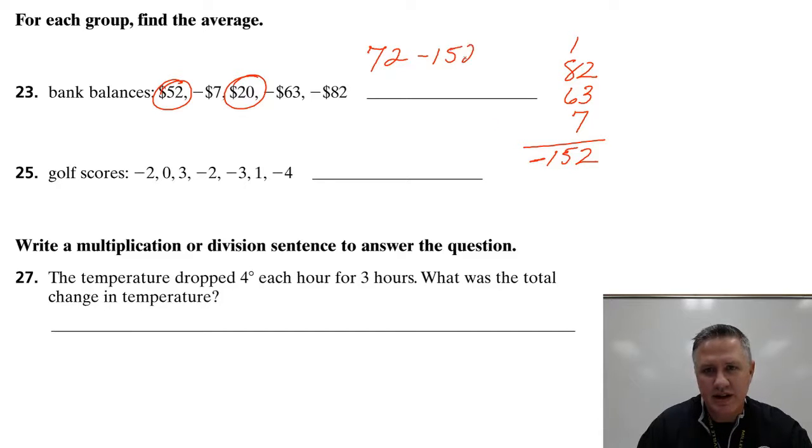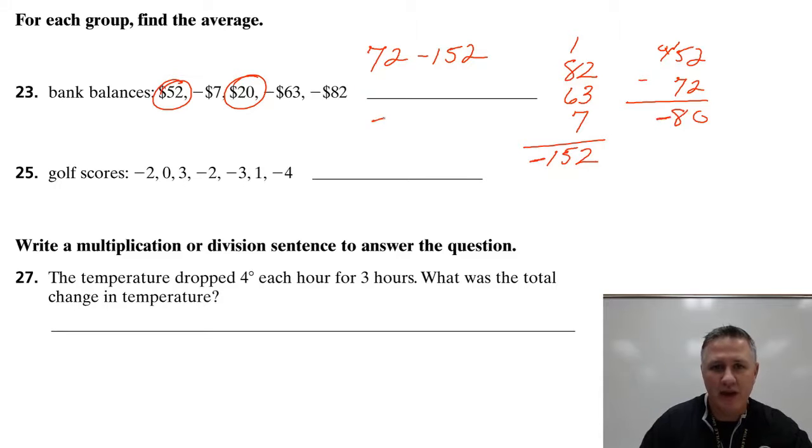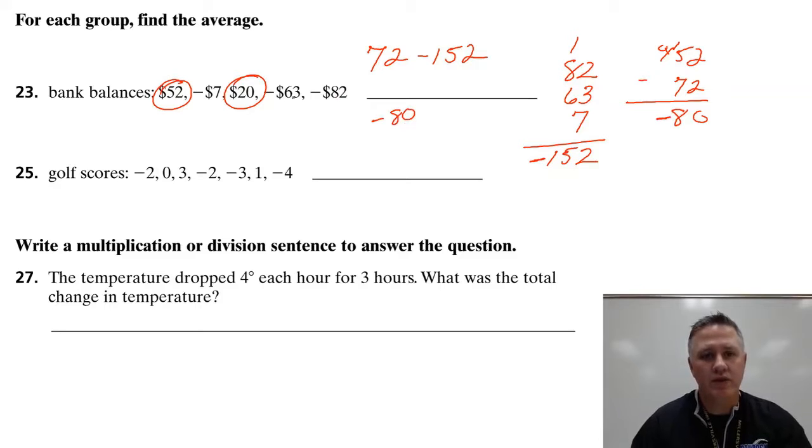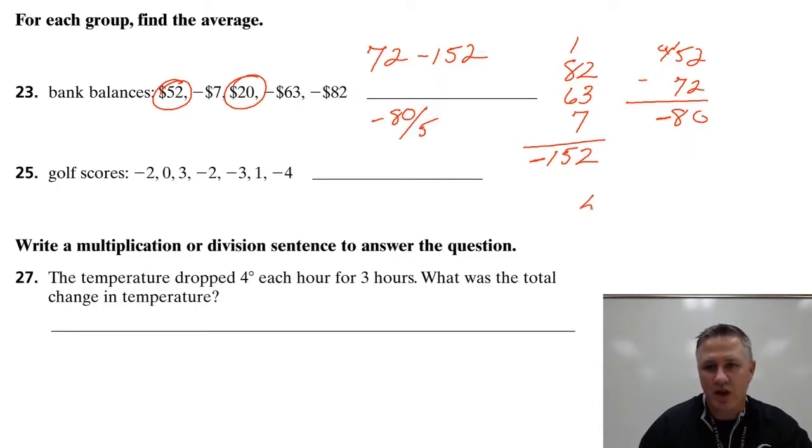So I'd say, all right, I have 72 minus 152. I take what I have more of, 152, and I'm going to subtract. And I get 0, borrow 1, put the 1. 7 from 15 is 8, and I have -80 for my sum. So as the money, I have -80, and now I've got to divide by 1, 2, 3, 4, 5. Divide that by 5. So how many times can 5 go into 80?